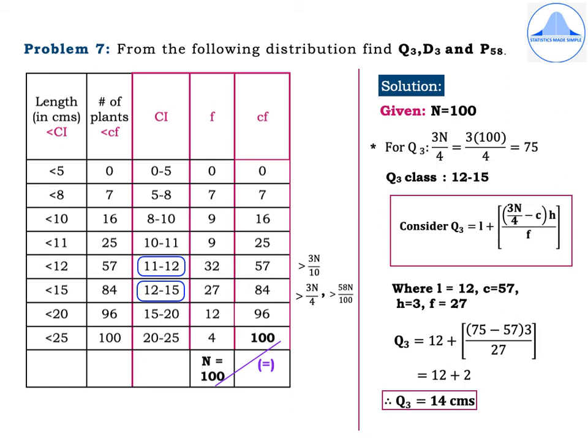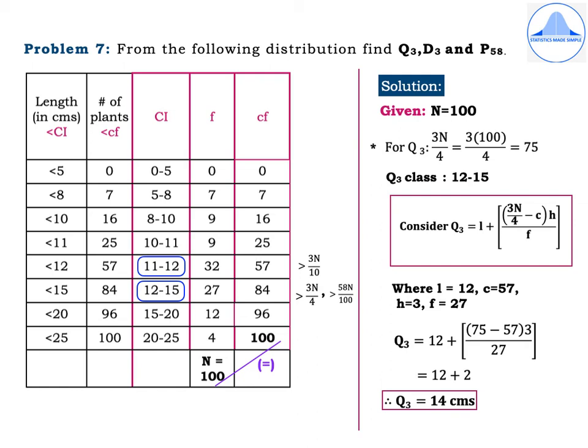Now we need to find out the class intervals and the frequencies, and to find out any partition values for continuous data, we also need to cumulate the frequencies. So form 3 columns in the table as I have done and is highlighted in pink color. So the class intervals are 0 to 5, 5 to 8, 8 to 10, 10 to 11, 11 to 12, 12 to 15, 15 to 20, 20 to 25.